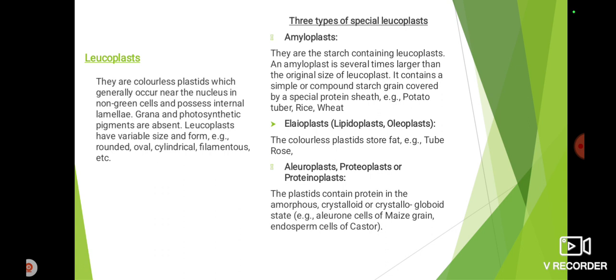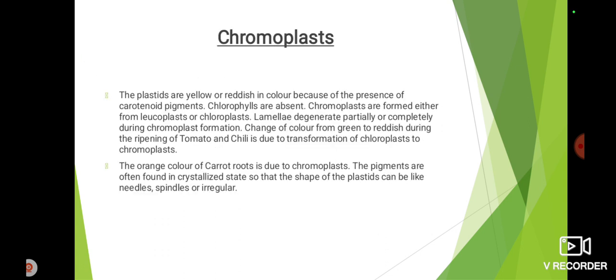Now aleuroplast or proteoplast or proteinoplast. They contain protein in the amorphous or crystalloid or crystalloglobuloid state. Example: in the aleurone cells of maize grain and endosperm cells of castor.